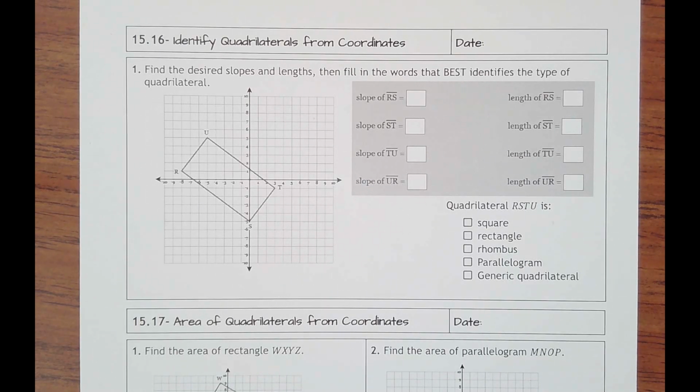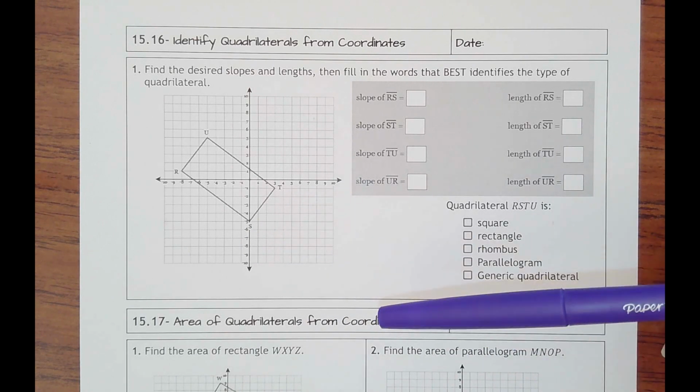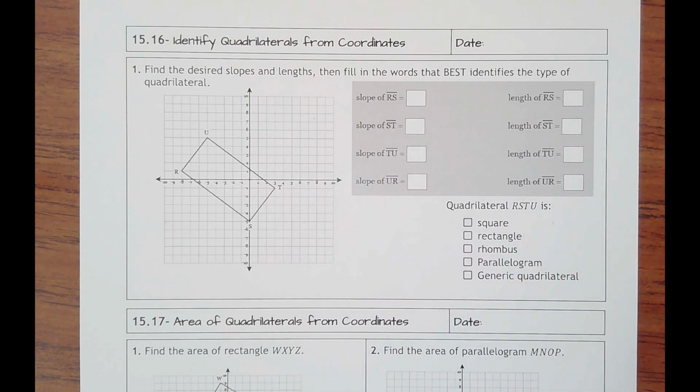15.16, identify quadrilaterals from coordinates. It says find the desired slopes and lengths and fill in the words that best identifies the type of quadrilateral. And so obviously this is already graphed and you can see the picture, so you can assume what it is. They're going to have you plot the points, then you see the picture, but you still have to fill out all the slopes and the lengths.